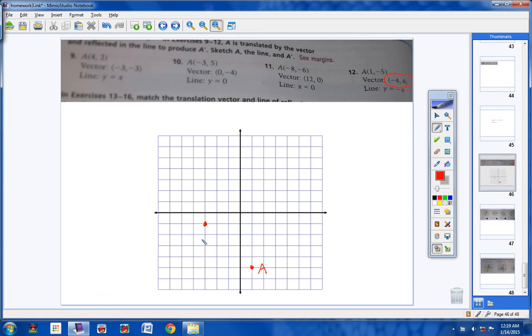Now I'm going to take this point right here. This point here, I'm going to reflect it in the line y equals negative x right here. Now remember, y equals x is this line here, okay? Y equals negative x is this line here, okay?